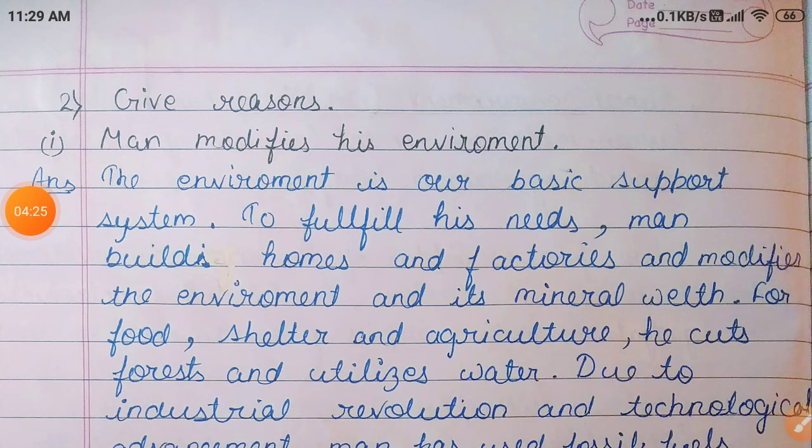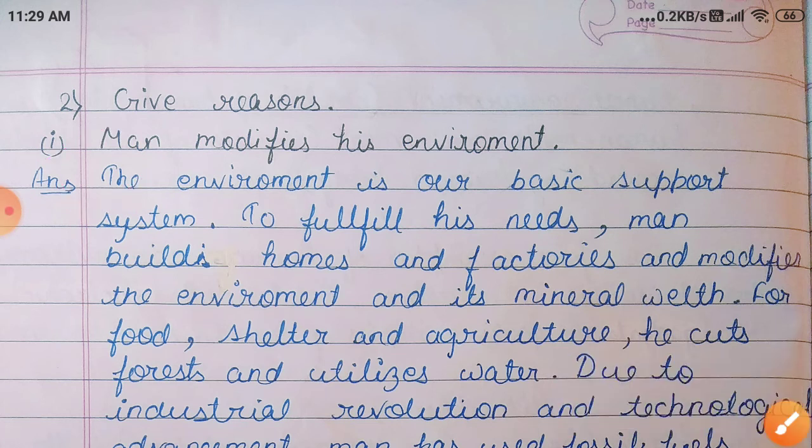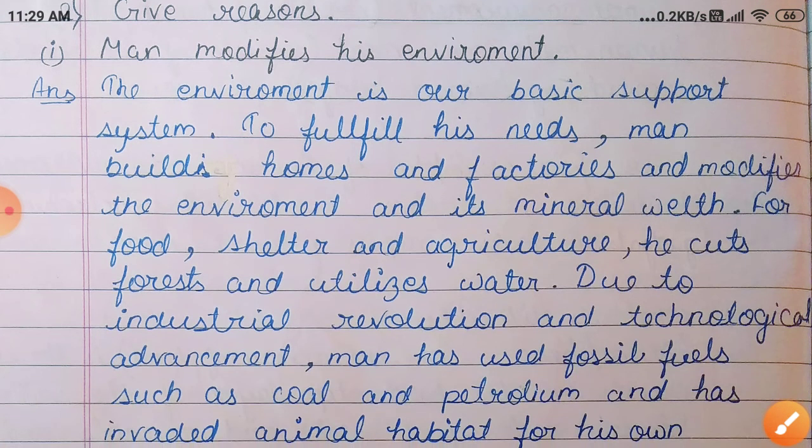Question number 2. Give reasons. 1. Man modifies his environment. Answer. The human environment is our basic support system. To fulfill his needs, man builds homes and factories and modifies the environment and its mineral wealth. For food, shelter, and agriculture, he cuts forests and utilizes water.